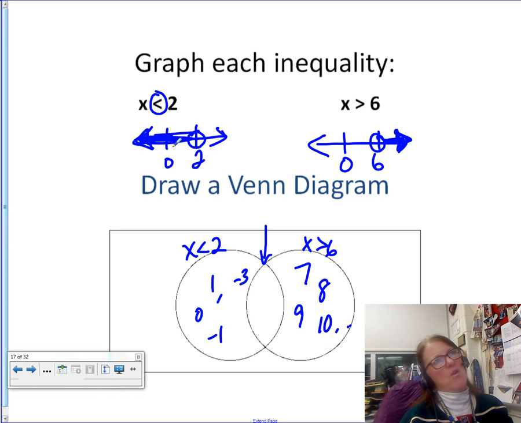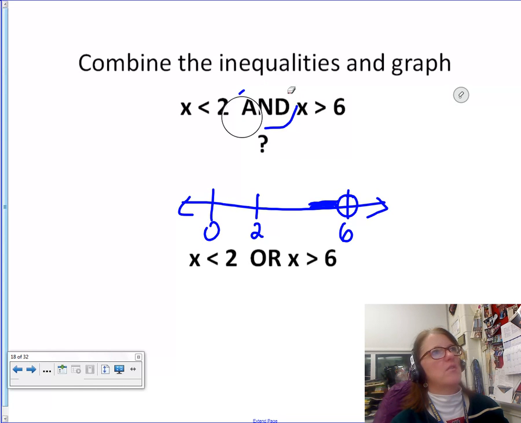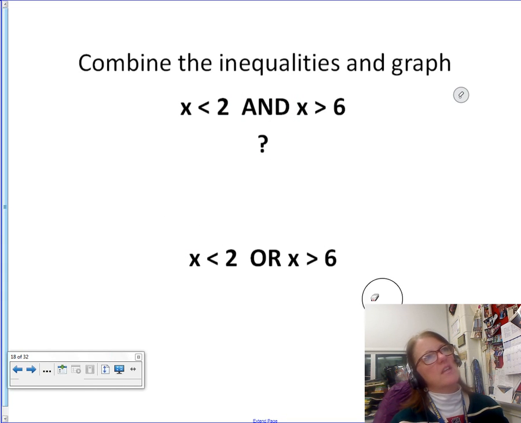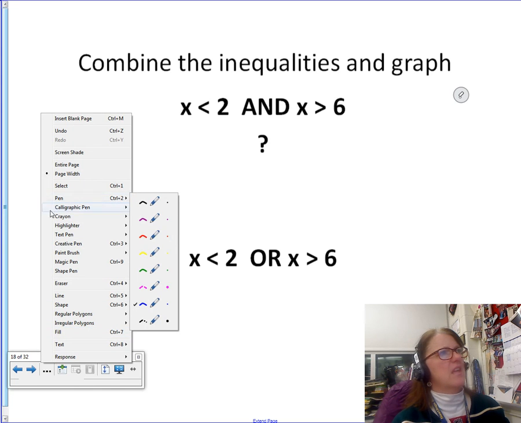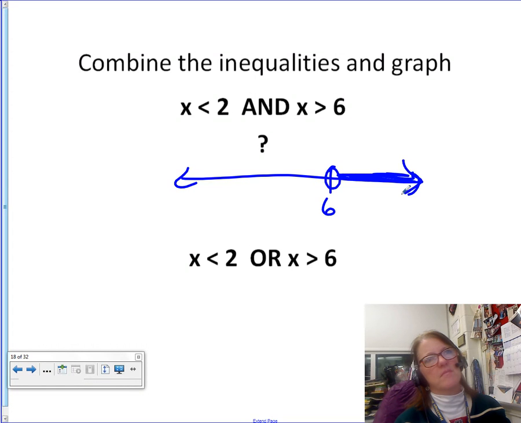Because if I somehow were to lay these two on the same number line, watch what is going to happen here. I'm going to need to get my eraser out because I know I had a oops on this next page. So hold on a second. If I tried to overlap these two, this gets a little wonky, because on the same number line, if I have 6 here and I'm going greater than, and then here's my 2, and I'm going less than, there is no overlap.